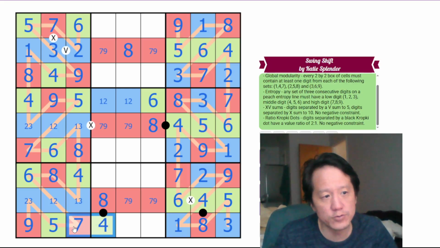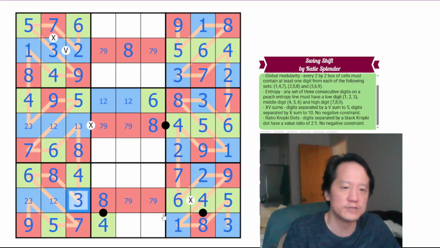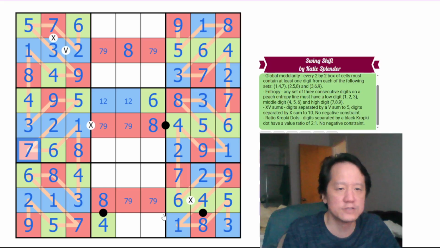4 and 7 are both 1 modulo 3. 8 is 2 modulo 3, and we need 0 modulo 3. So this is 3, this is 1, this is 2, this is 1, this is 2, this is 3.